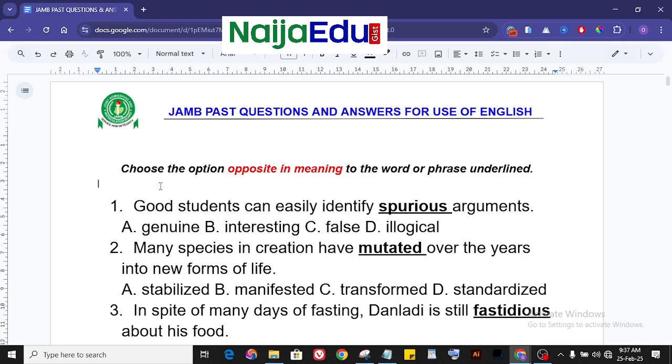In each subject, there are quite a lot of topics listed in the syllabus that you need to cover. In today's video, we'll be picking some questions based on opposite in meaning, which falls under lexis and structure. So this is going to be about antonyms.